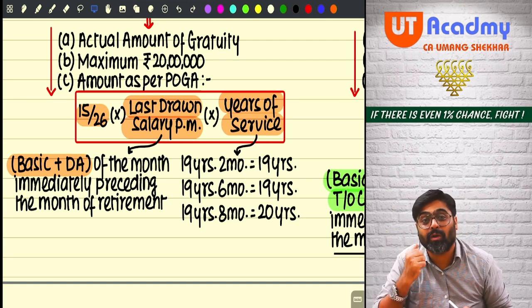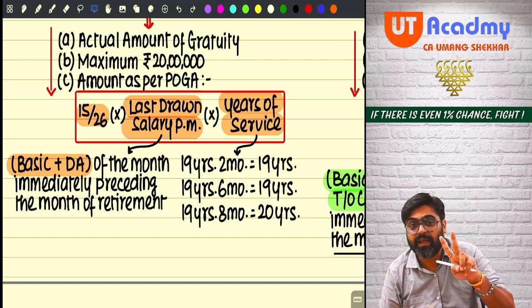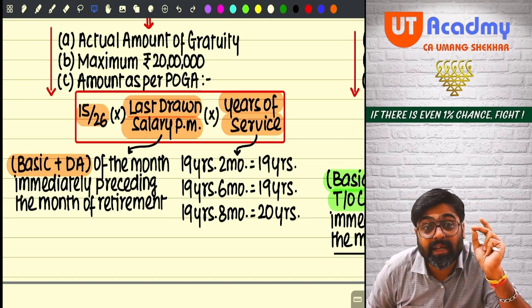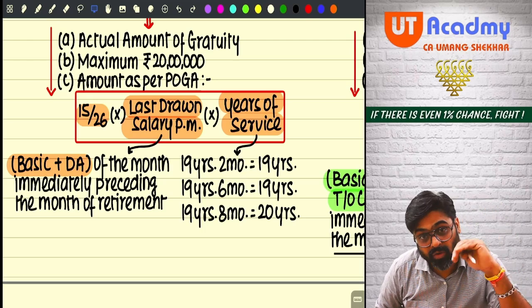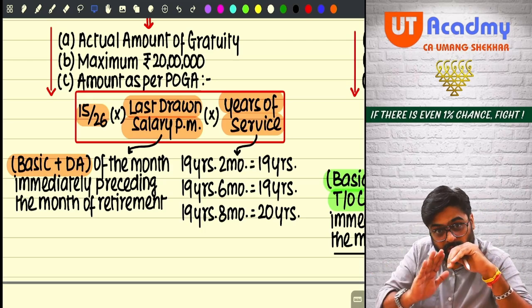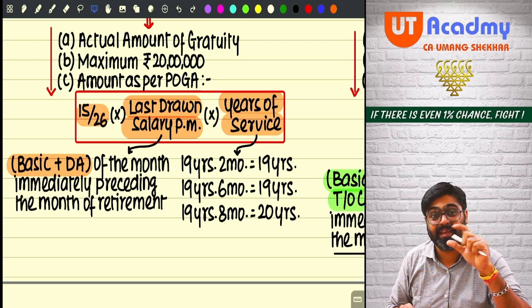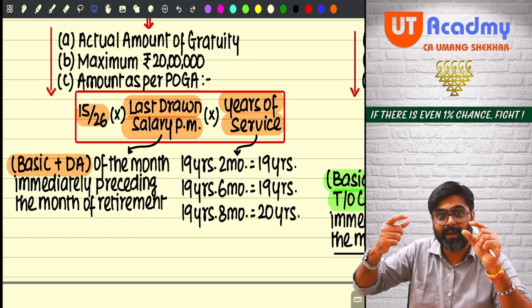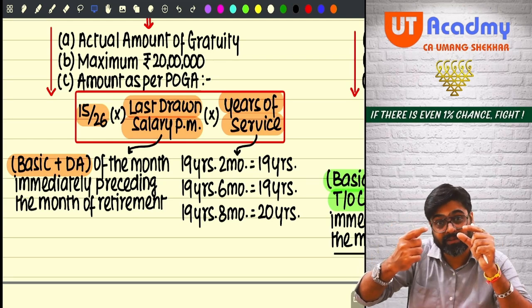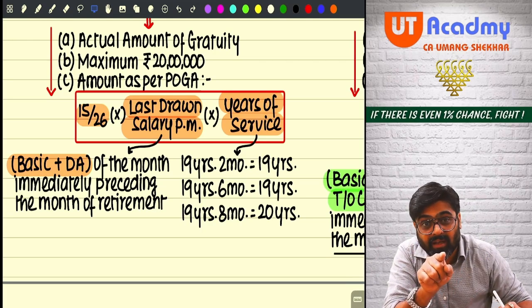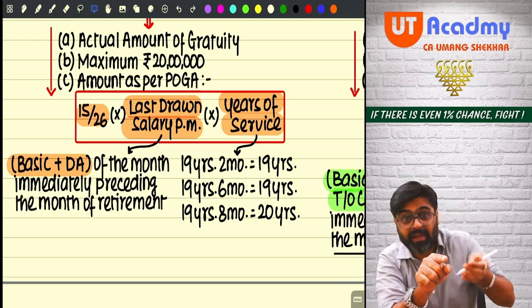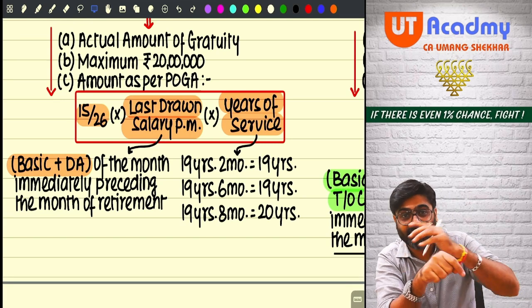So as per POGA, what is salary? Basic and DA. That's it. They are saying DA, in terms also you are supposed to take, full DA plus basic. Basic plus DA, add them, this is salary. And this salary for the month immediately preceding the month of retirement is known as what?